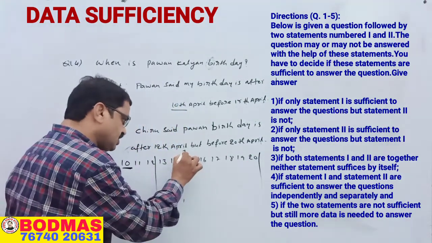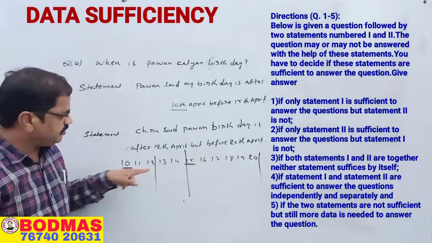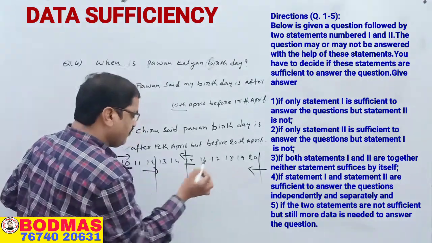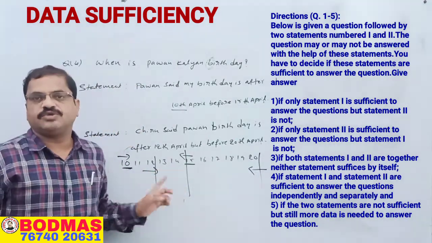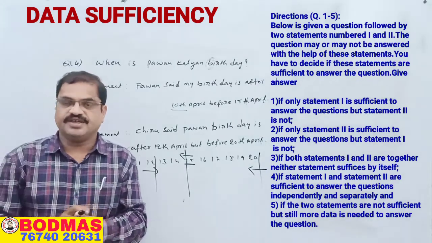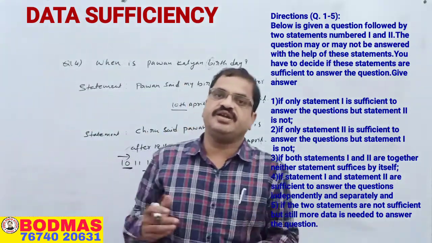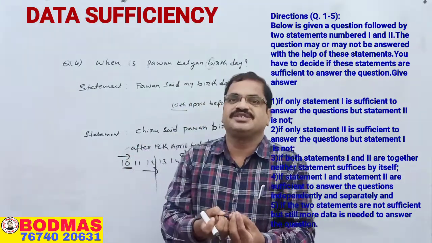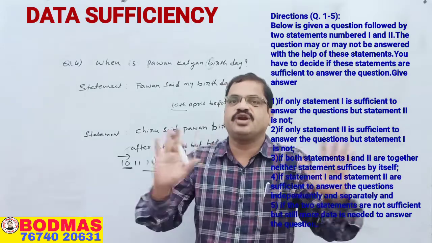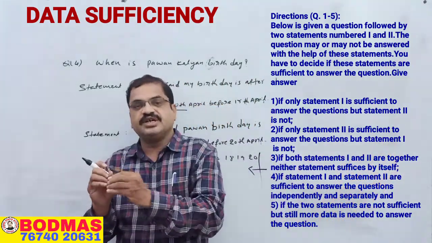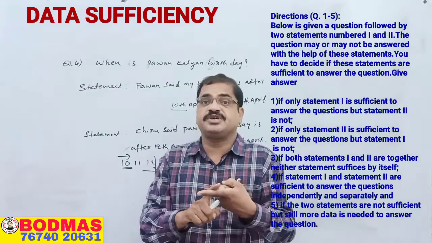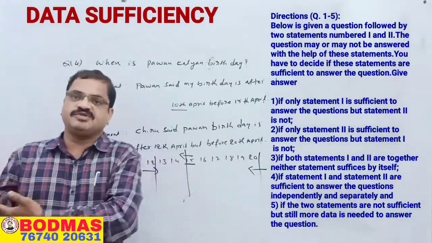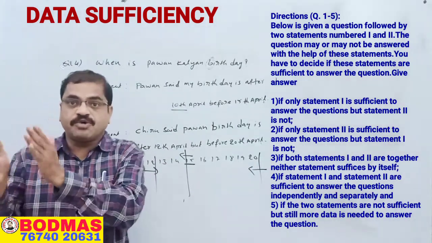Combining the two, what other chances are there? 13th and 14th, both are choices. So we cannot decide whether Pawan Kalyan's birthday is on the 13th or the 14th. Some more information is required. With the two statements we are not getting the answer. Either 13th or 14th, so we have to ask one more brother or his mother. Still more data is needed.